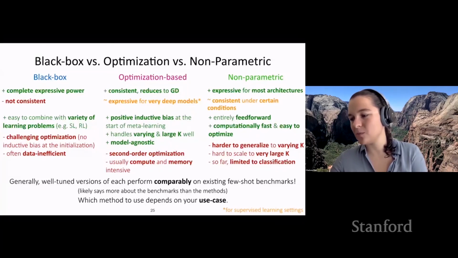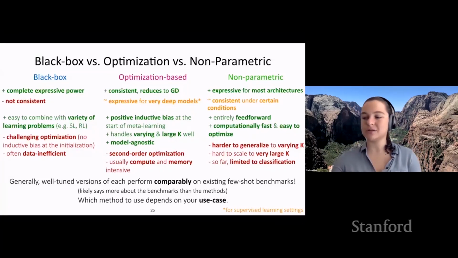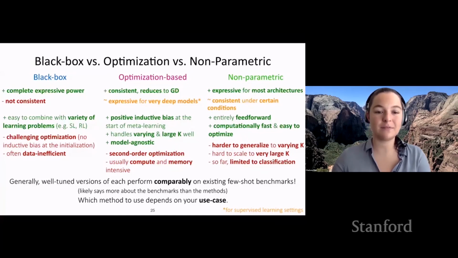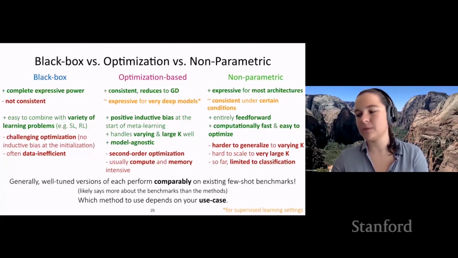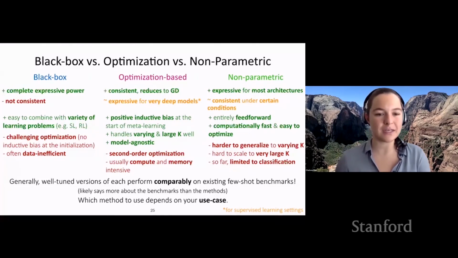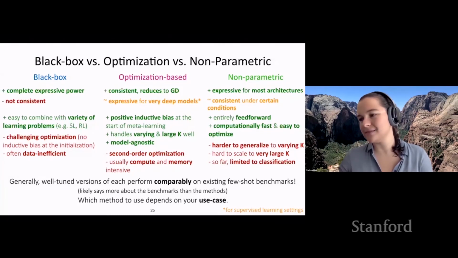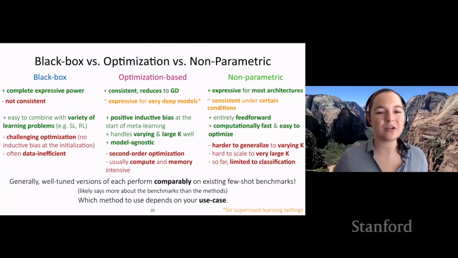I guess one thing I would recommend is, if you are doing classification and you want to try out one of these approaches, I think that non-parametric methods are probably the easiest to get up and running in practice. But beyond that, I think that there are different trade-offs between different methods.